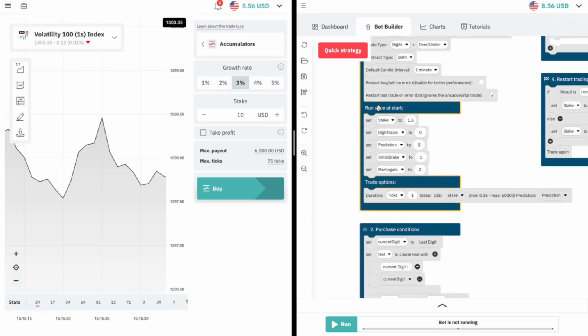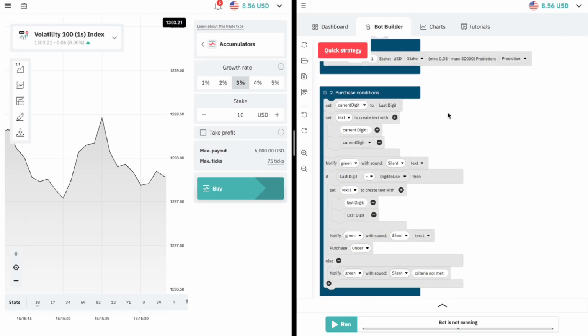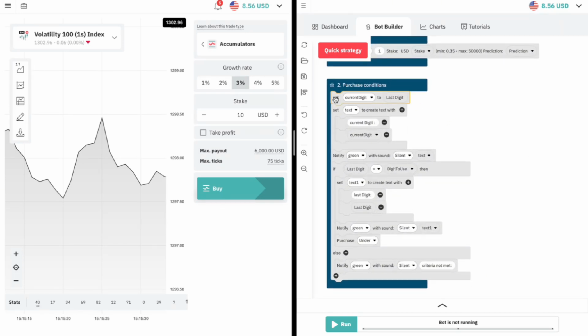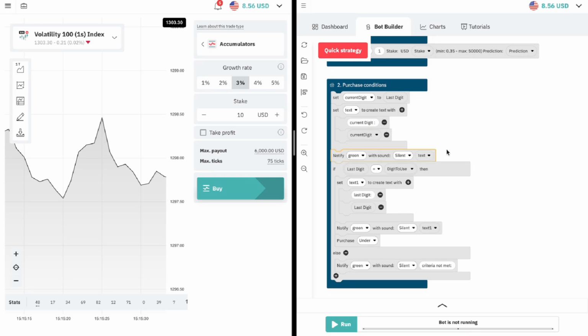So this is the run once block. We have the stake, the digit to use, the prediction, the initial stake, and the martingale. And then these are number of ticks. We're using 1 tick, and then we're using the stake variable and the prediction variable. What does it do? We set the current digit to last digit so that we are able to check the last digit that comes in, and then we just print it. This is just a print, so nothing more.